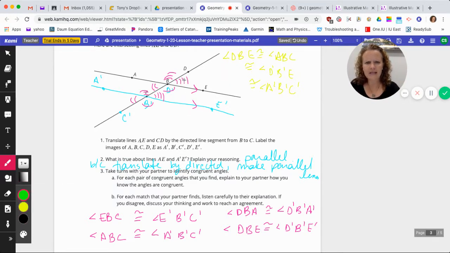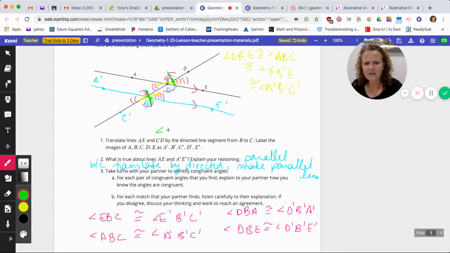So I just did DBE. So I did these two. Well, that would be in yellow though. So I did these vertical angles and these vertical angles. Now let's do these vertical angles and these vertical angles.